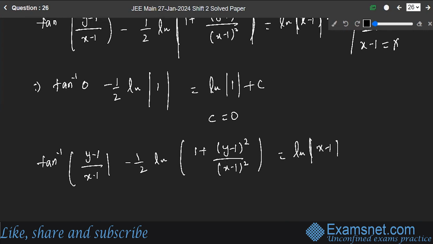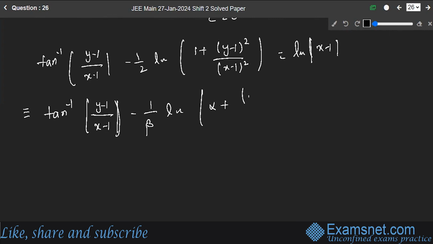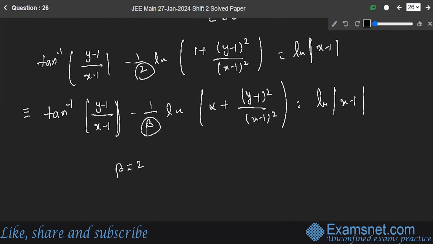That's it. So let's compare it with the given equation. What was that? What is that equation? That was tangent inverse of this minus 1 upon beta log e, natural log, that's same thing, of (alpha plus (y minus 1) square upon (x minus 1) square) equal to log of (x minus 1). So that means beta is equal to 2 and alpha is equal to 1.